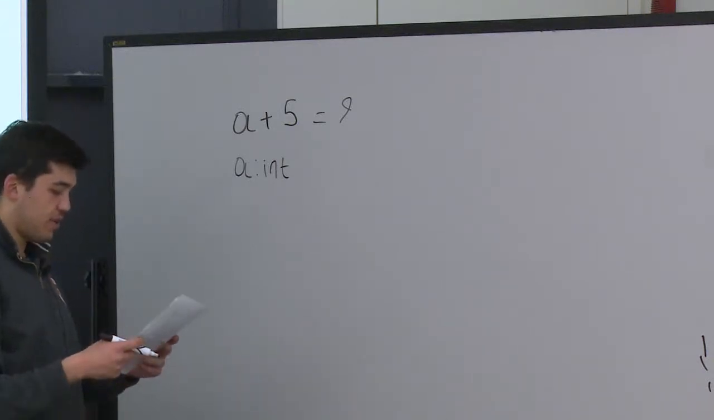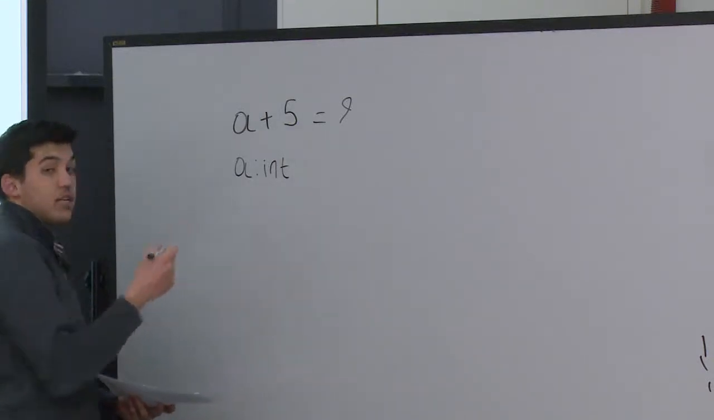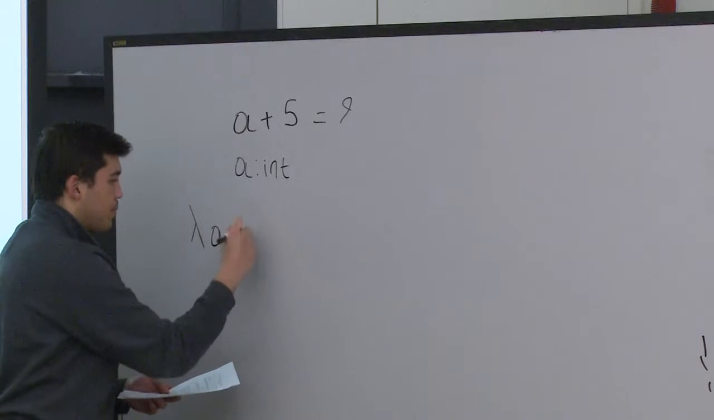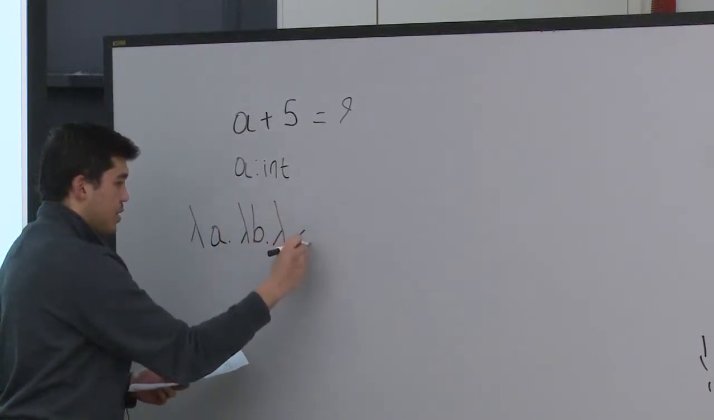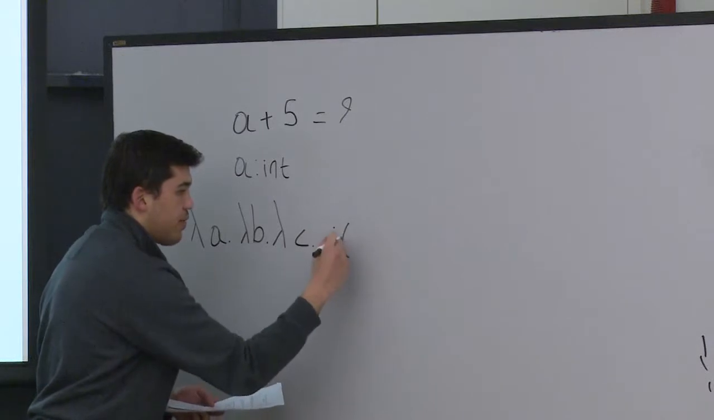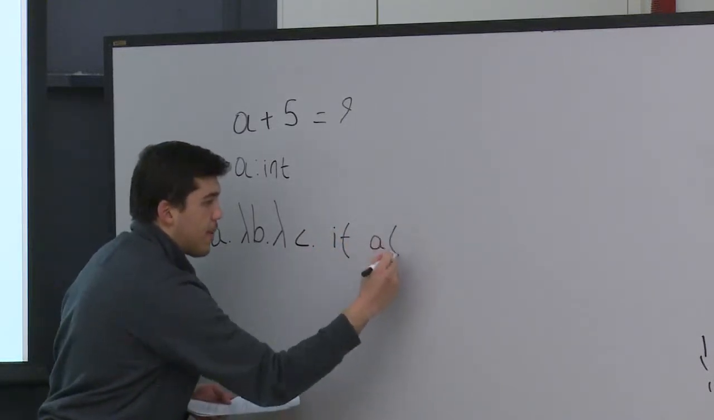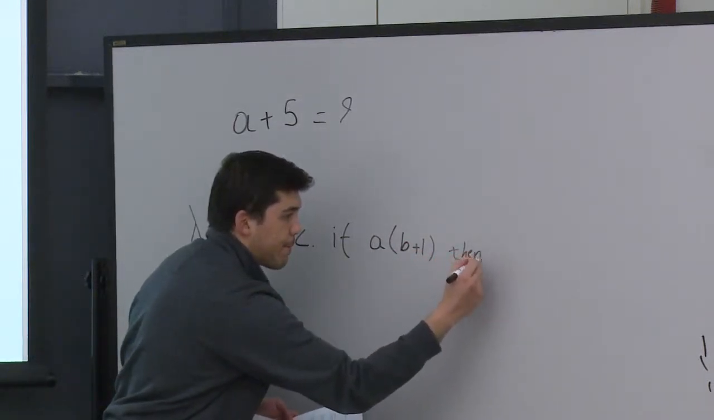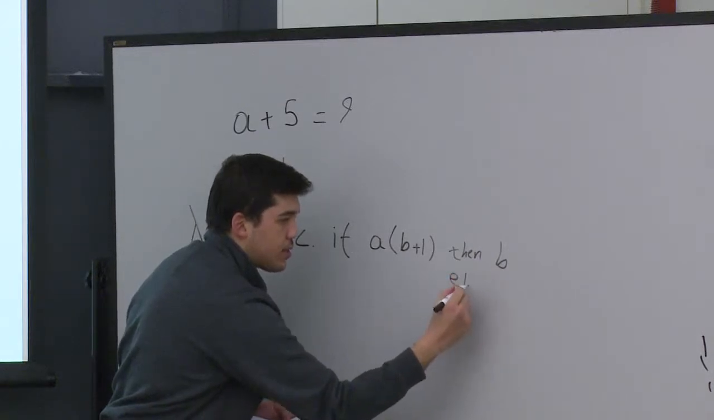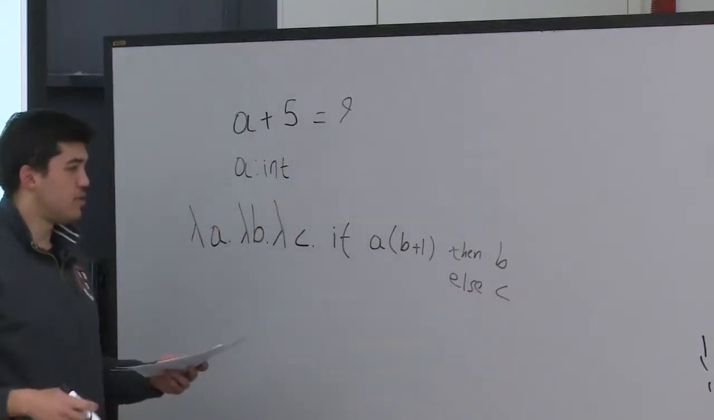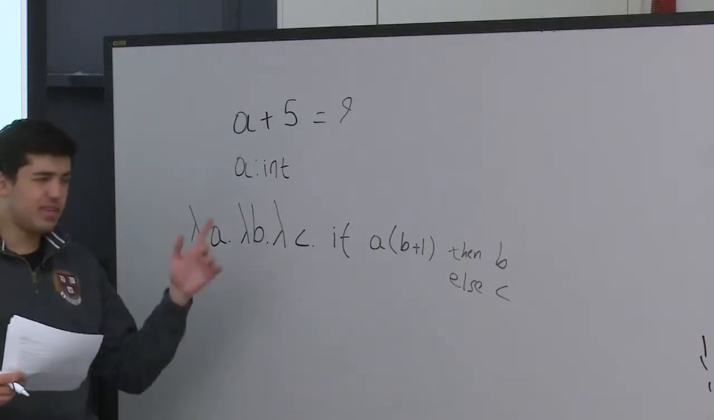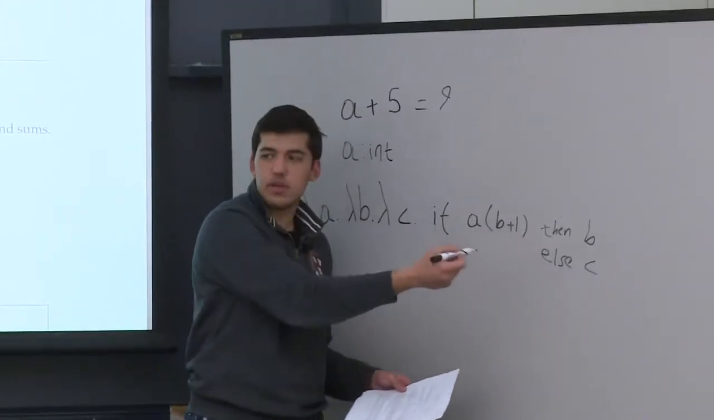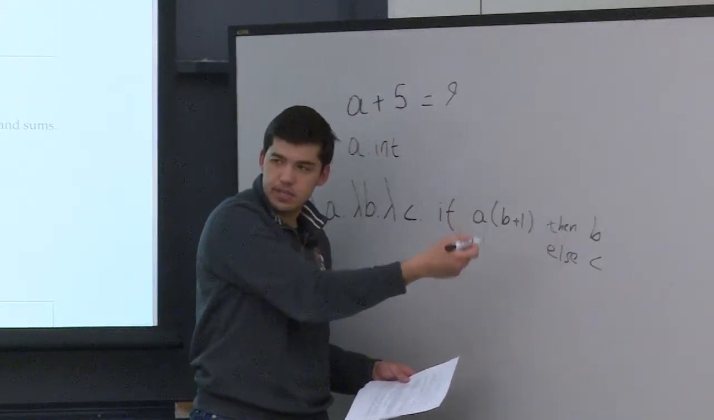For example, the one given in the lecture notes is this: lambda a, lambda b, lambda c, where if a (b + 1) then b else c. So here we have the variables a, b, and c. And here we can see, by immediately looking at the equation, that we have b + 1 in there. So this tells us that b is an integer, right?